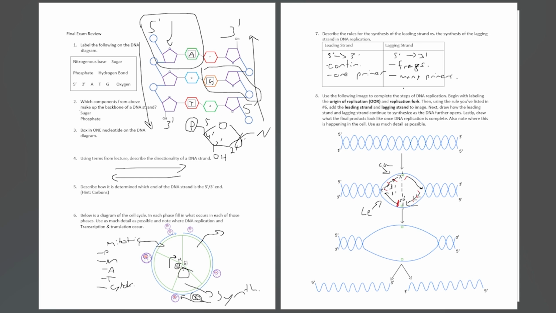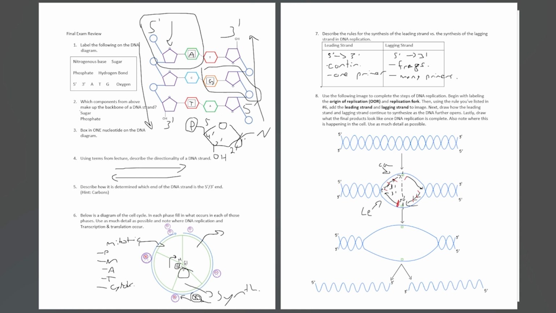Good. So moving on, let's go to number 8. Using the following image, complete the steps of DNA replication. Begin with labeling the origin of replication and the replication fork. Then using the rule you've listed in number 6, or I assume 7, add the leading and lagging strand to the image. Next, draw how the leading and lagging strand continue to synthesize. Lastly, draw what the final products look like.